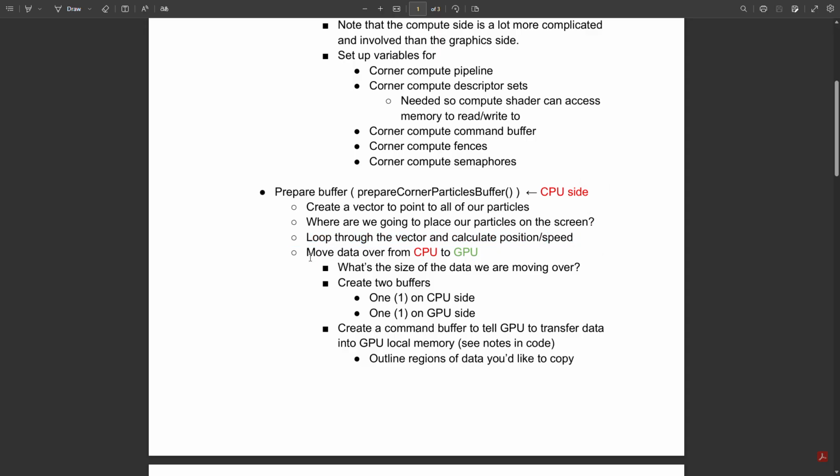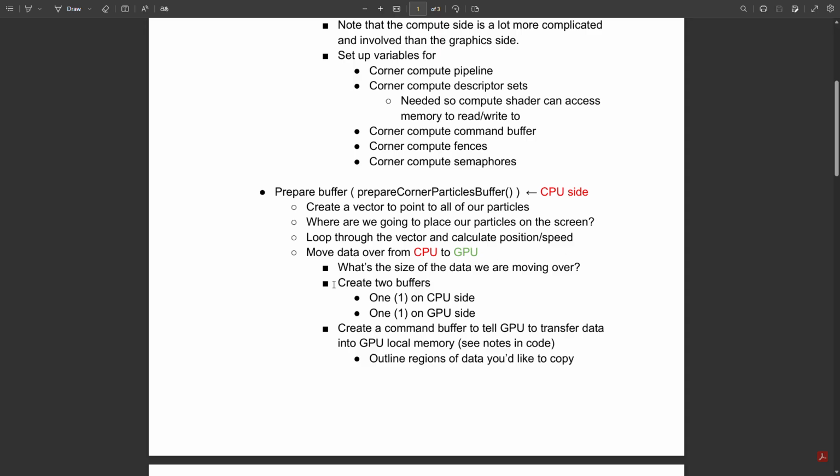In another video, right? But move data over from CPU to GPU. What's the size of the data we are moving over? So we're trying to move data over from CPU to GPU because we're creating a vector to point to all of our particles. We're giving instructions on the position of the particles. Loop through the vector and calculate positions/speed, and then move data over from CPU to GPU. So what's the size of the data we're moving over?